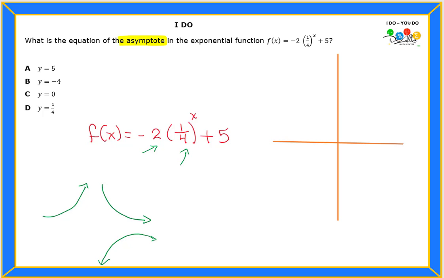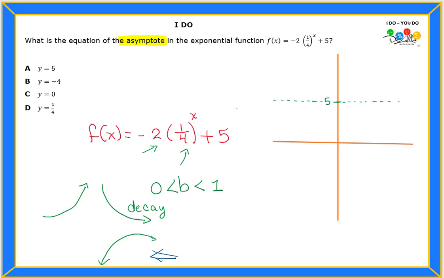Now think about it. Why? Because b is less than 1, but of course greater than 0. If b is less than 1, then this is a decay. But the negative a is going to make my decay flip to the other side. Does that make sense? And the plus 5 is my asymptote, so there's going to be an imaginary line exactly at positive 5.